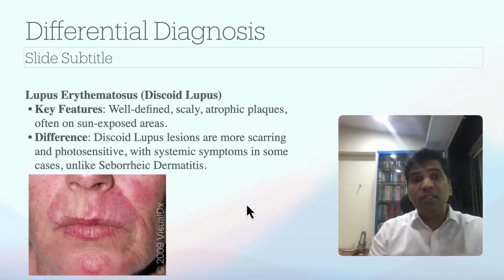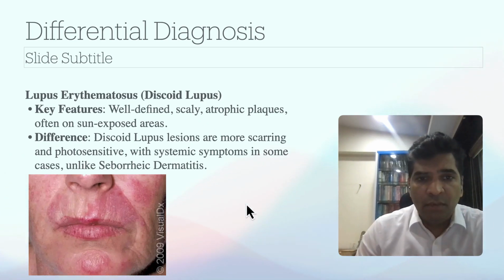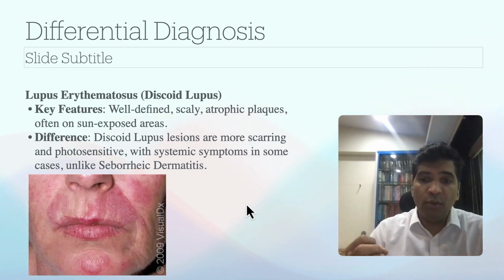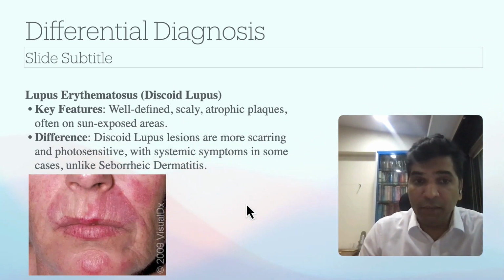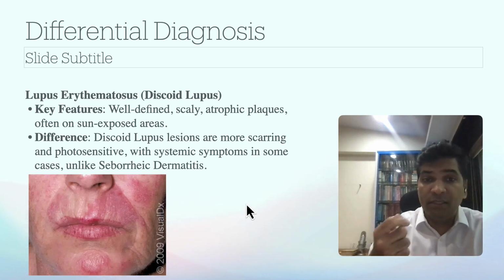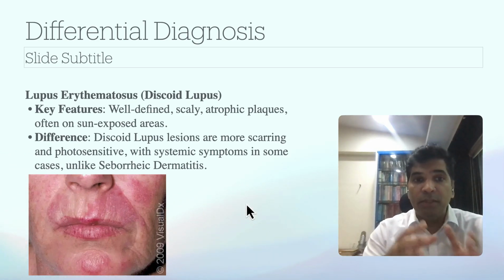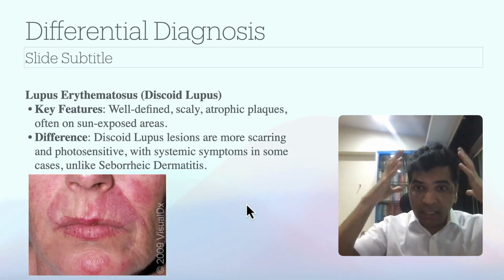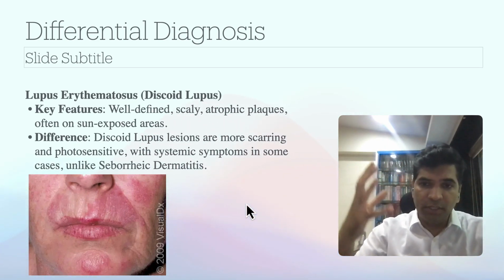Then you have lupus erythematosus. Well-defined scaly patches, but not whitish scales. You get reddish scales and usually only on the sun-exposed areas. They are more scarring, photosensitive, and you have other systemic symptoms of lupus erythematosus. You don't have localized skin eruptions only, which is what you see in seborrheic dermatitis.